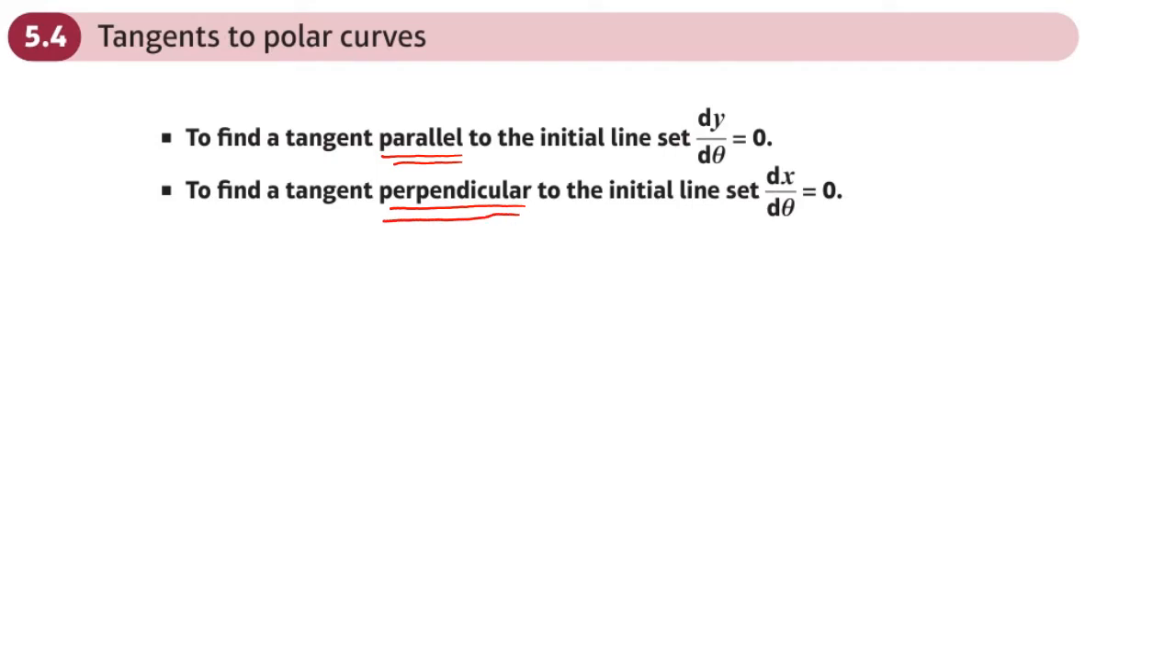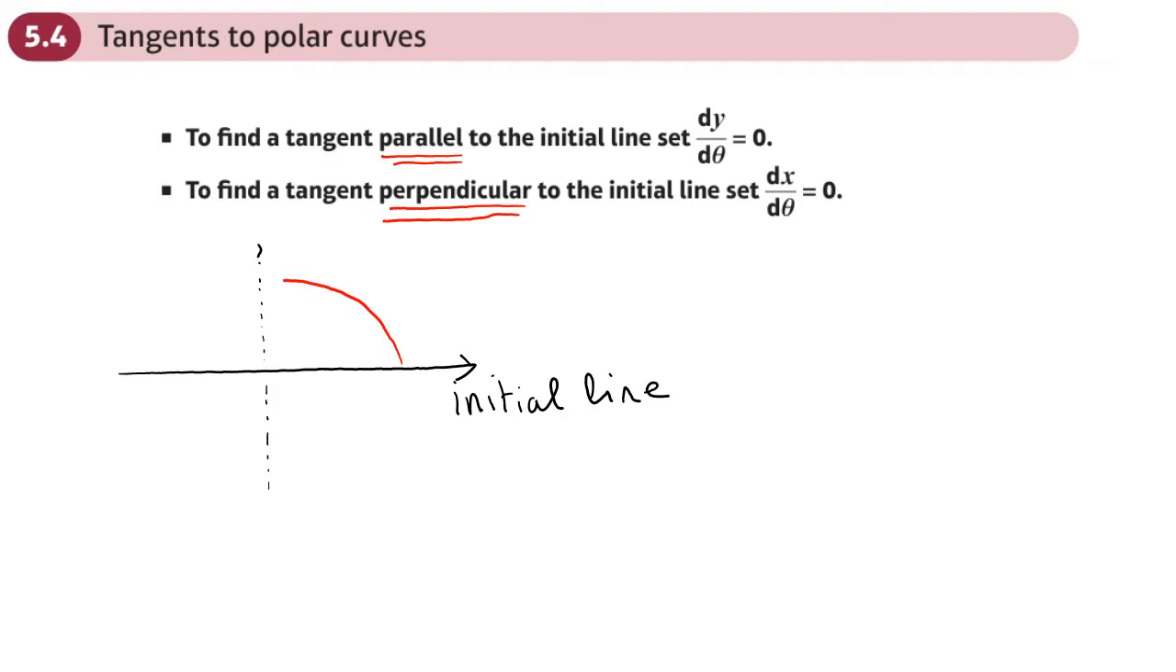Let's say, for example, here's my initial line, and let's put some dotted lines here to show pi over 2. And let's say I've got a polar graph that looks something like this. You may recognize this type of shape, something like that.